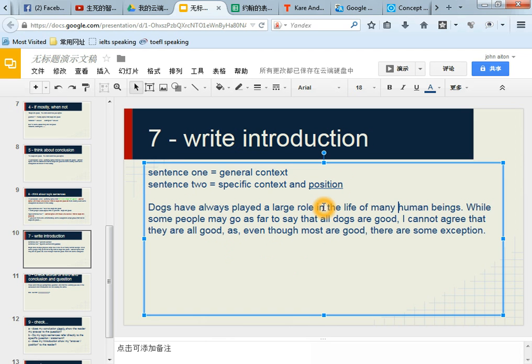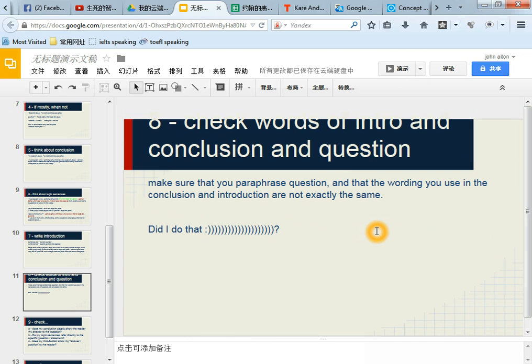Here is sentence 1. Dogs have always played a large role in the life of many human beings. Yep, general context. While some people may go as far as to say that all dogs are good, the specific question. I cannot agree that they are all good, as even though most are good, there are some exceptions. Yep. So it is very clear what my position is in reference to this question.